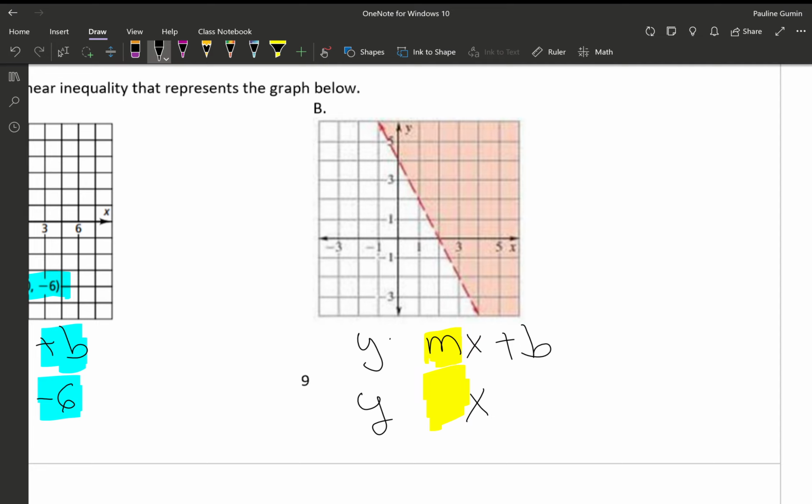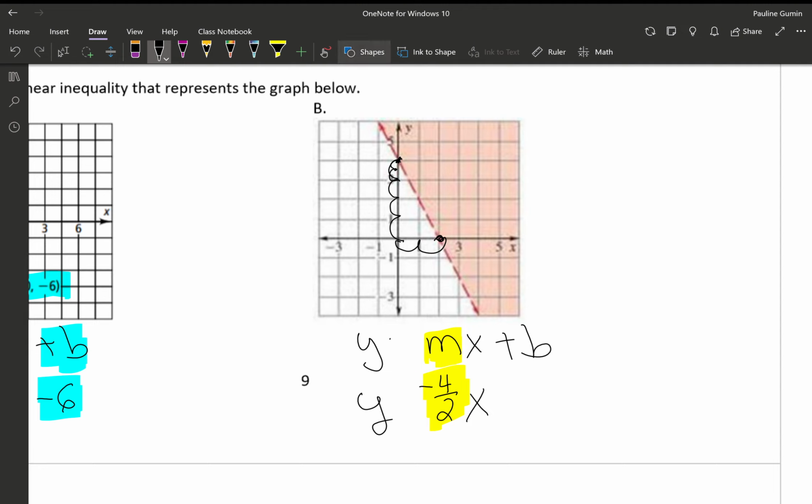All right, slope. Let's begin right here, and then we'll go down to here. All right, we're going to go down 1, 2, wait, no, 1, 2, 3, 4. And then 1, 2 to the right. So negative 4 over 2.